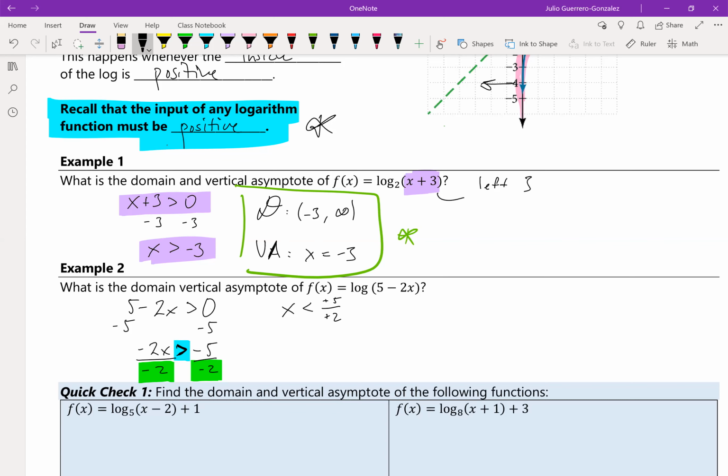Exactly. So then the domain, let me put it over here. Domain is negative infinity to 5/2. And where should the asymptote be? Would it be at 5/2? Yep.